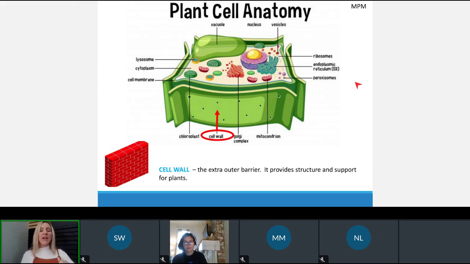Lizzie, will you read about that cell wall? The cell wall, the extra outer barrier, it provides structure and support for plants.